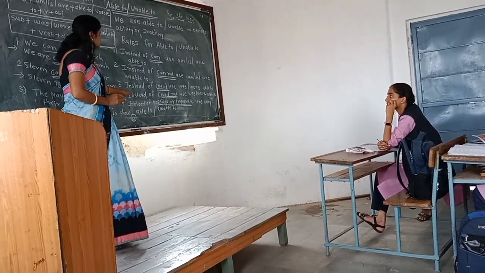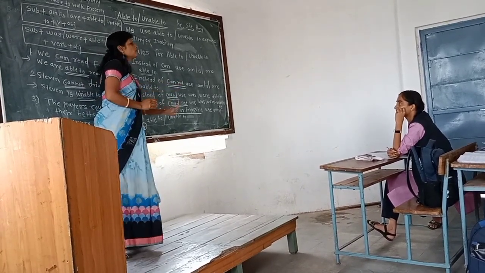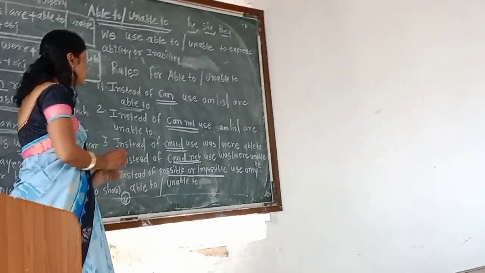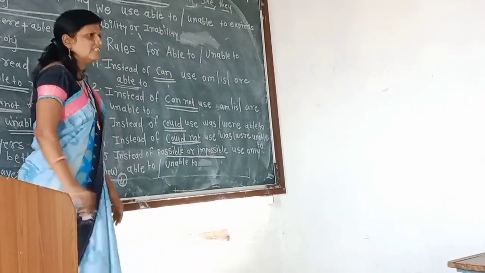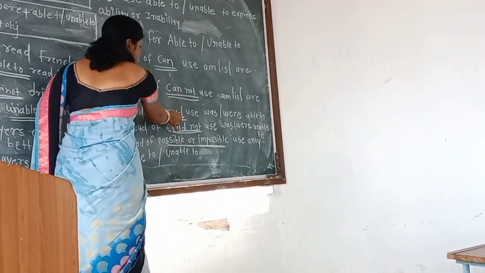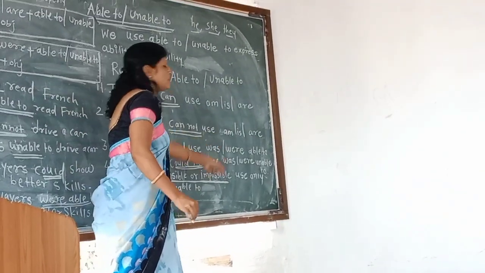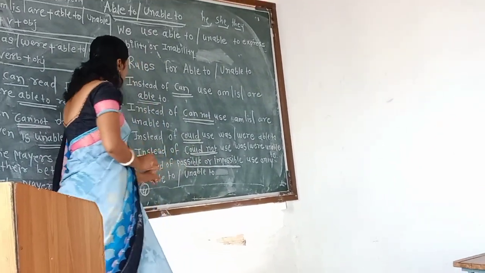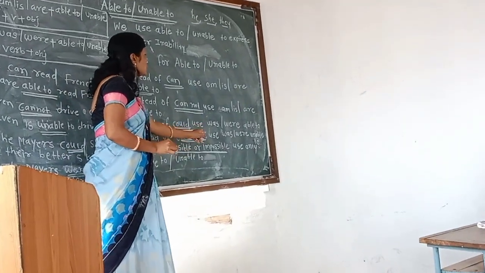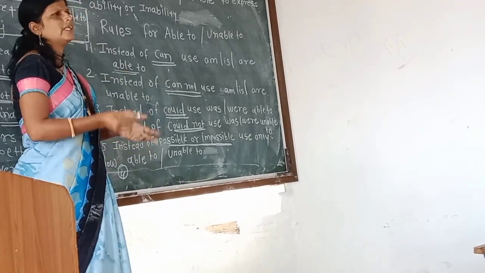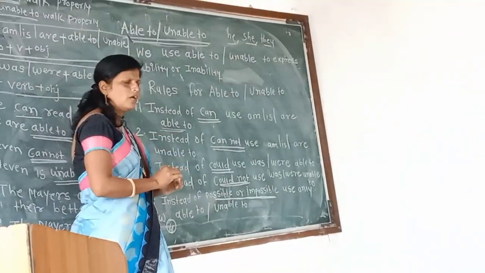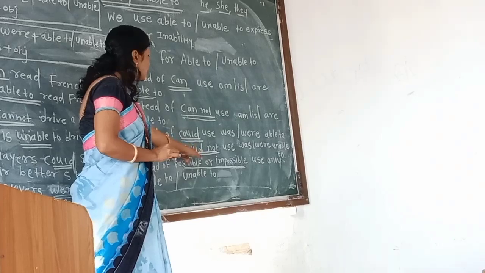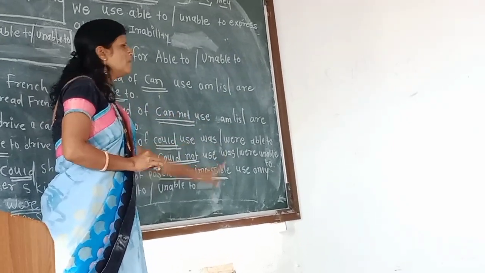Okay. Now next, instead of could, you can use was, were plus able to. Was, were are the to be past forms, and could is also the past form of can. So that's why instead of could, we do not use am, is, are. We use was, were plus able to. Got it? Then instead of could not, use was, were plus unable to. I told you that wherever a negative is there, we are using not. So for could not, you remove could not and use was, were plus unable to.